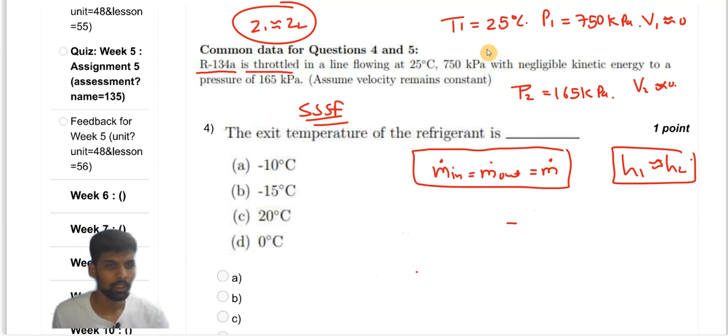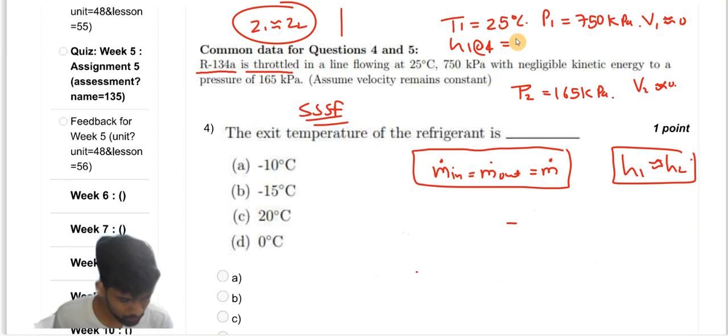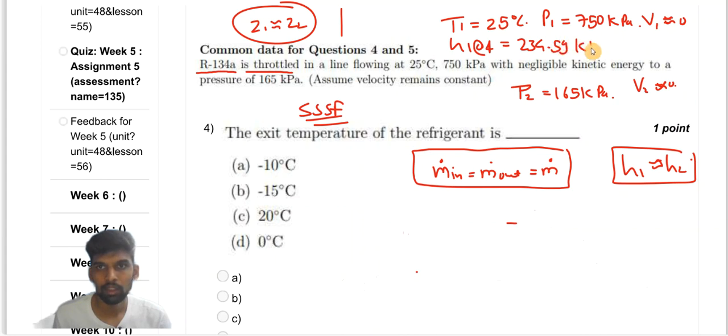One more thing: unless otherwise mentioned, we will assume that the entry to the throttling process is saturated liquid. So at state 1, we need to know the enthalpy, so just straight away come to the enthalpy. That is, h1 is nothing but hf at 25 degrees Celsius. So it will be equal to 234.59 kilojoule per kg, and it will be equal to h2, 234.59 kilojoule per kg.